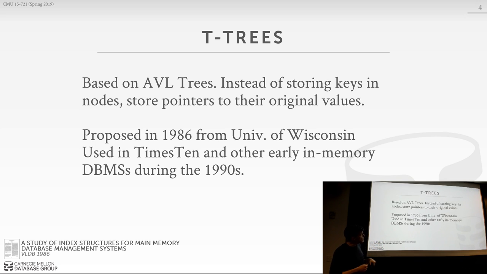In the 1990s, when people started building the first commercial in-memory databases, these first prototypes had T-trees. TimesTen is the most famous one. That was originally Smallbase out of HP Labs, and then they forked it off and did a startup, and then the startup got renamed to TimesTen, and then Oracle bought TimesTen in like 2006. I think even today, by default you get a B plus tree if you use TimesTen, but there's a flag you can set to go back and use a T-tree.